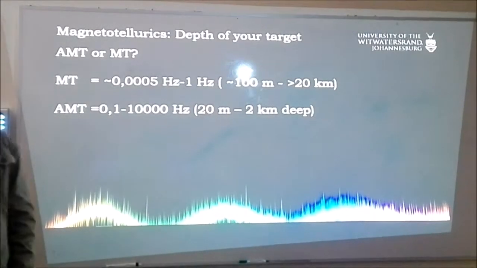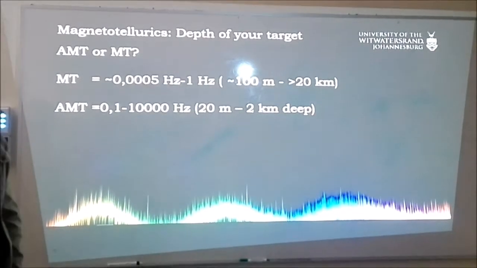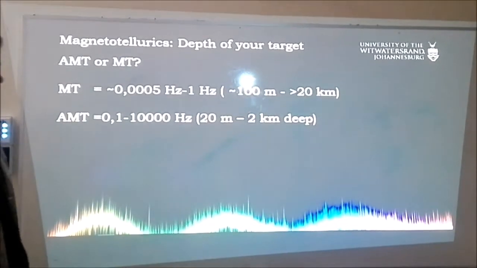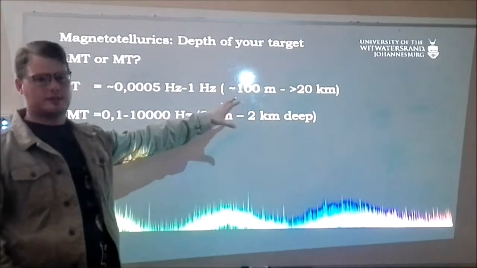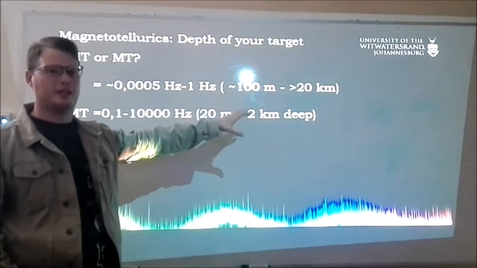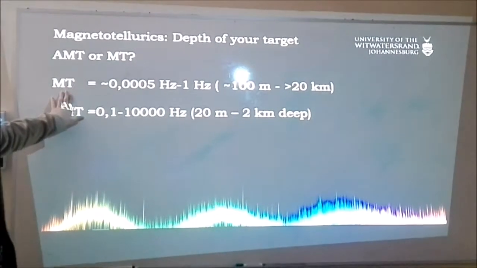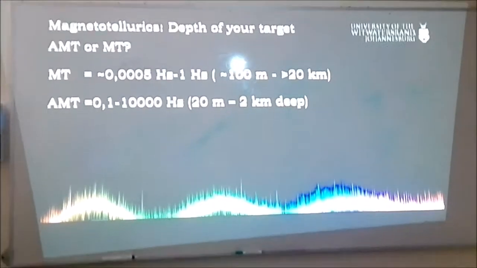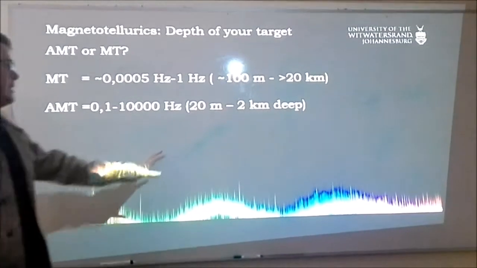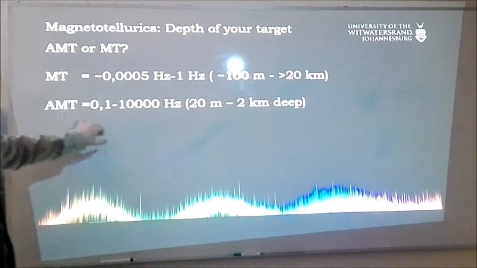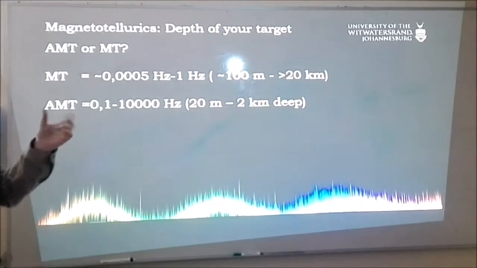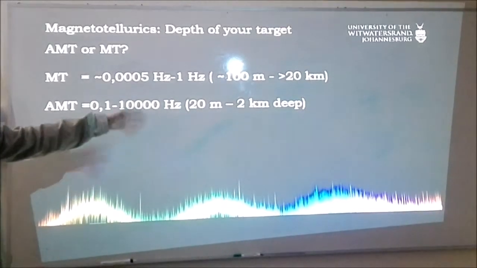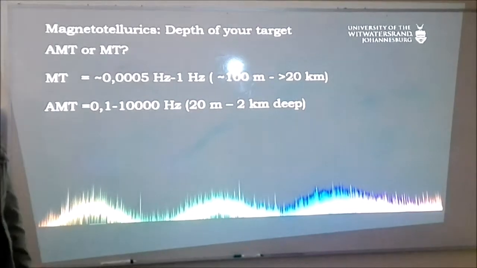For the depth of your targets, how deep your target is sitting will determine what type of MT method you'll be using. If it's sitting below 100 meters, around the 20 kilometer region, really deep, you need to be looking at standard MT, which runs from very low frequency to 1 hertz. But if you're looking at around 20 meters to 2 kilometers, you want to go for AMT, audio magnetotellurics, which includes the audio band in the EM spectrum. This is about 0.1 to 10,000 hertz, but some of the new systems go up to 92,000 hertz. They're getting better with the broadband MT.